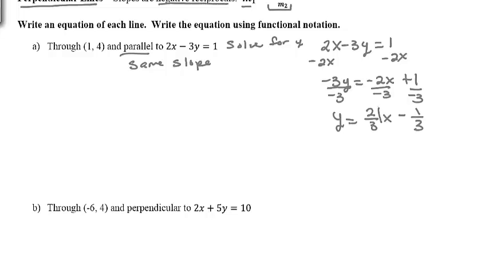So what we're interested in from this equation is the slope. So m equals 2/3, and we want the same slope because we have parallel lines. So our slope is going to be 2/3, and it passes through the point 1, 4. So there is a form of a line called the point slope form.